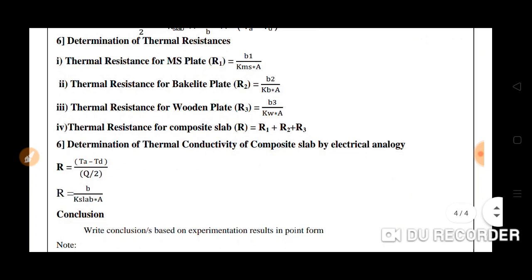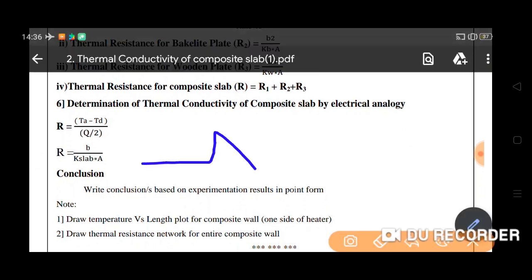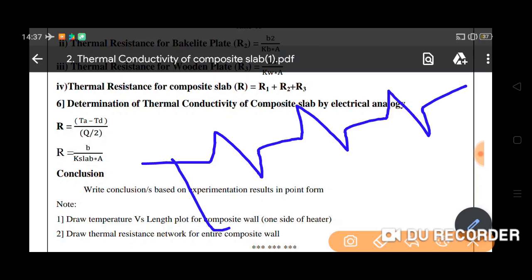Okay, so again, determination of thermal conductivity of the composite slab by electrical analogy. You can use electrical analogy also. For electrical analogy you have to draw this diagram, then calculate this thermal resistance in between these three different materials. In this way you can calculate R for different materials, and again you can calculate R for your composite slab also.